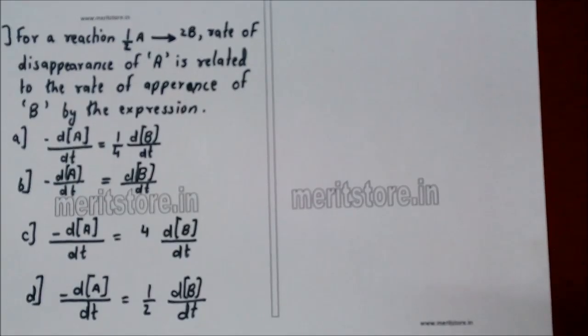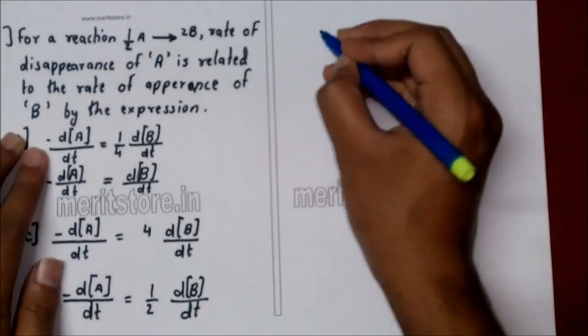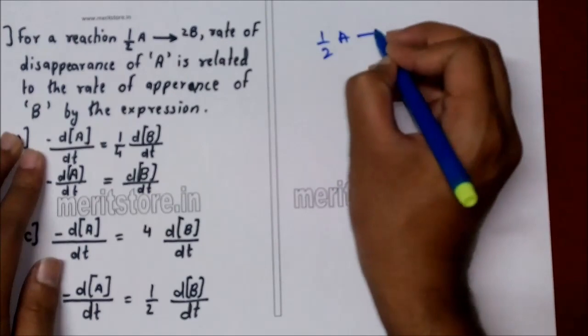For a reaction, half A gives 2B. The rate of disappearance of A is related to the rate of appearance of B by the expression. So for the given reaction, we got half A will give 2B.